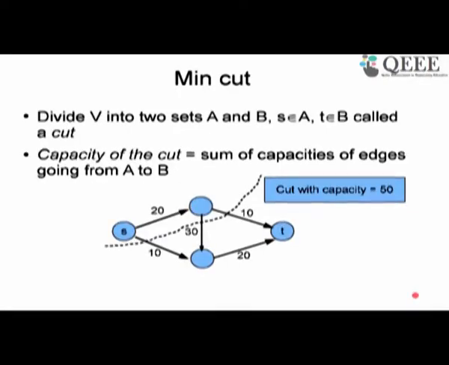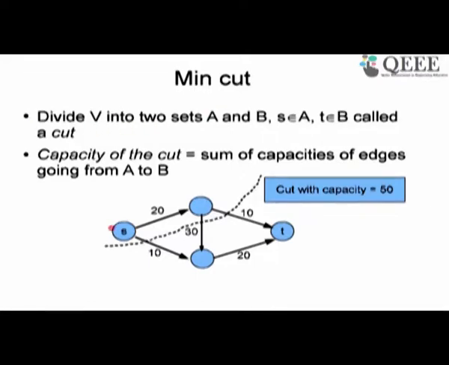Now a very important theorem, which I hope as we go through this lecture we will get to see the proof of, is that the value of the maximum flow is equal to the capacity of the minimum cut of the graph. It's a very important theorem in graphs, that max flow is equal to min cut. So in order to understand that, we have to understand what is the min cut. What is the cut first of all?